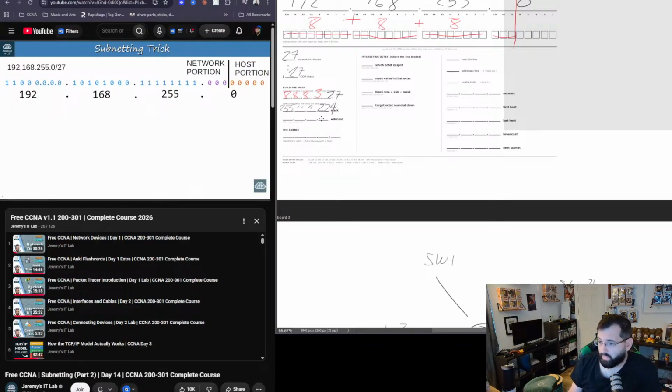So that means our wildcard is 0.0.0, and then 1 plus 2 is 3, 3 plus 4 is 7, 7 plus 8 is 15, 15 plus 16 is 31. Okay, so then this is our subnet.